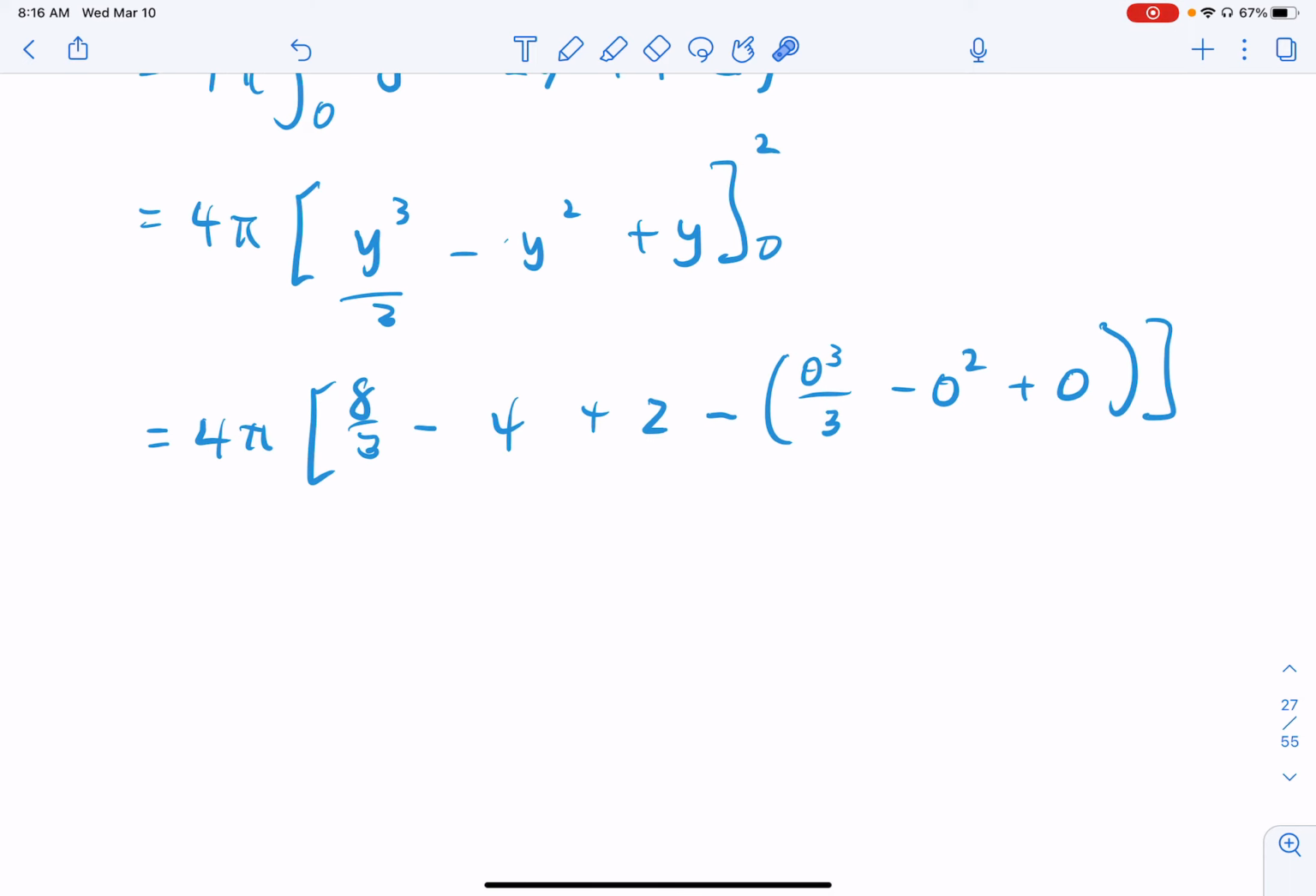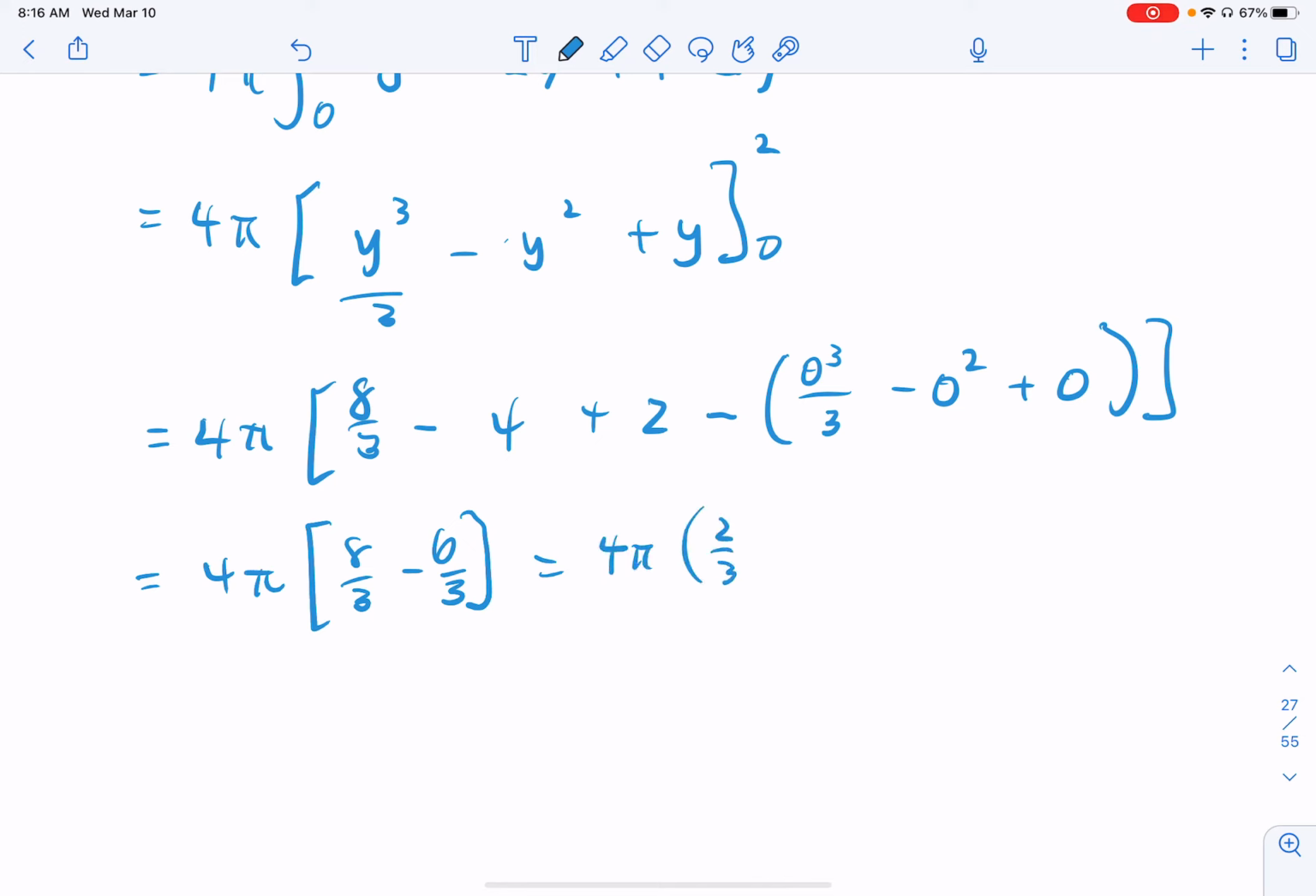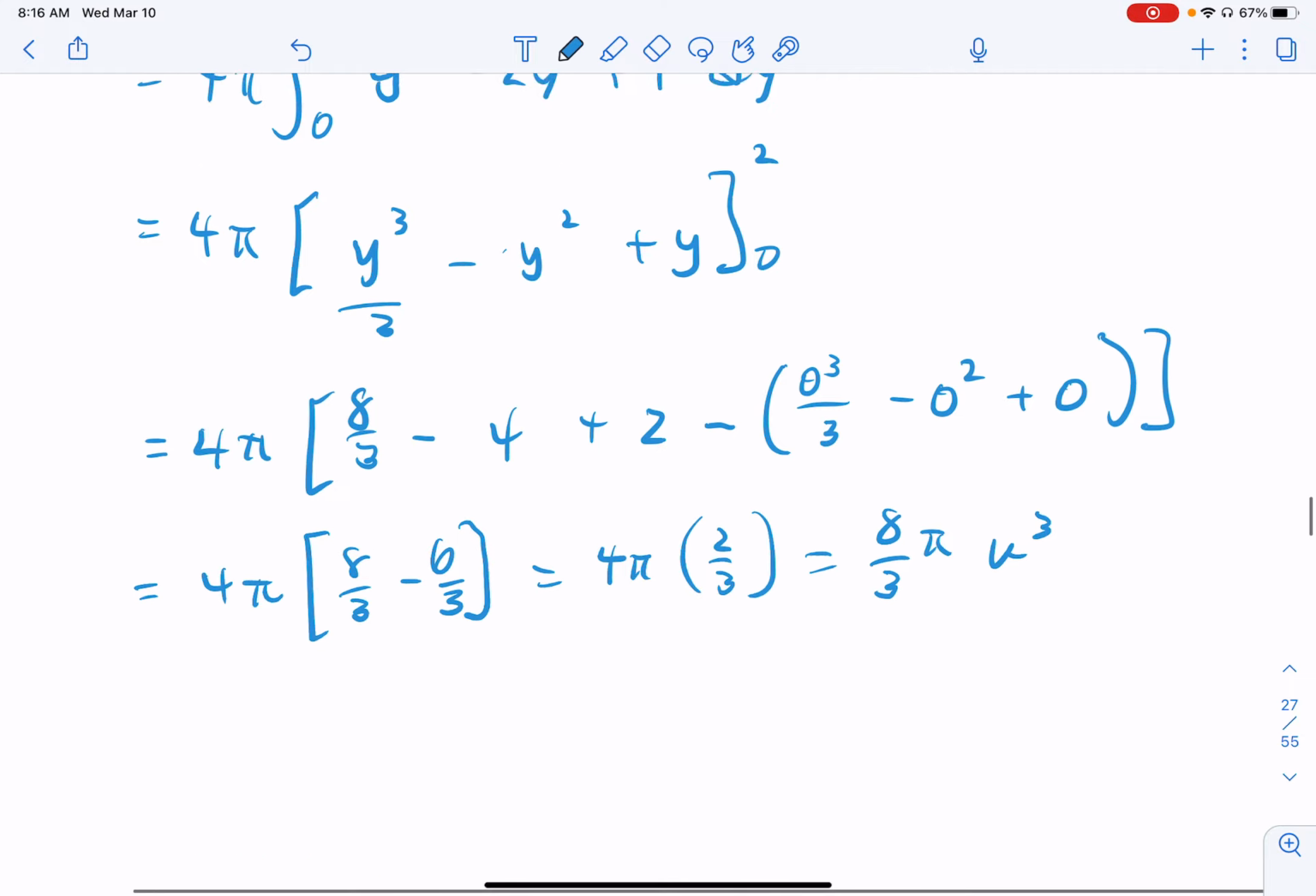Anyway, so right there I have, let's do the arithmetic on here. 8 thirds minus 2 when I combine these two. And then 2 rewritten as thirds would be 6 thirds, which makes 2 thirds. 4 pi times 2 thirds, which I believe makes 8 thirds pi. Yeah, units cubed. Well, there you go.